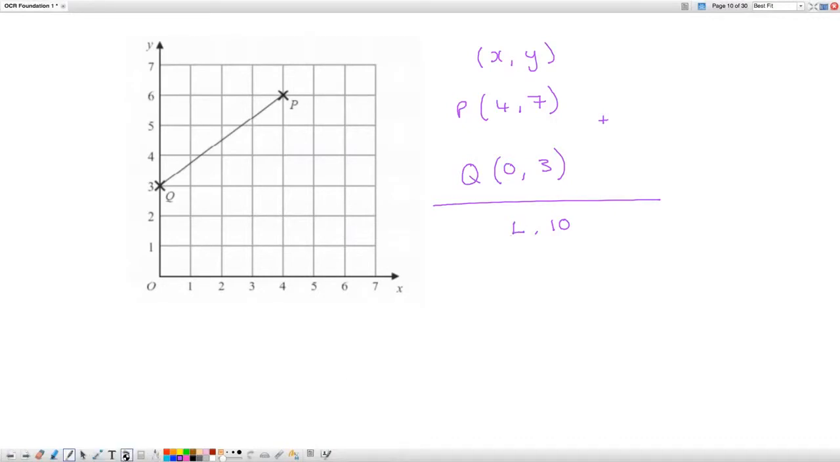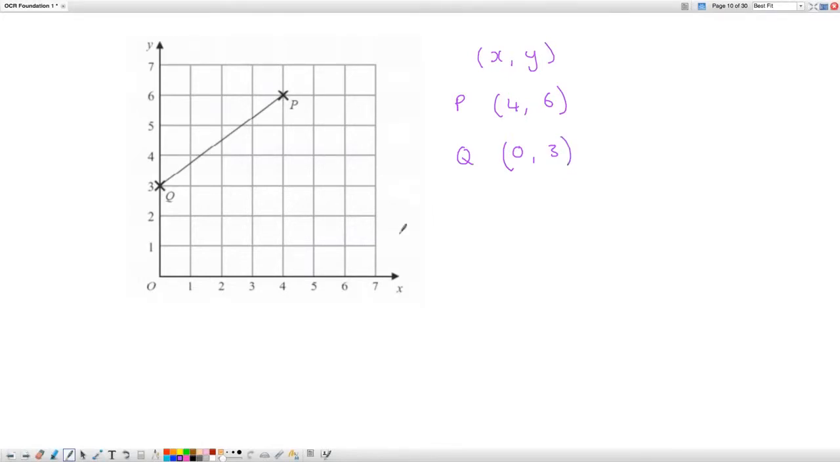Okay, let me start this question again from the beginning of the coordinates. So the coordinates for point P go across x, 4, and go up to y, which is 6. Coordinates 4, 6 for point P. Moving on to point Q, x is 0, y is 3.